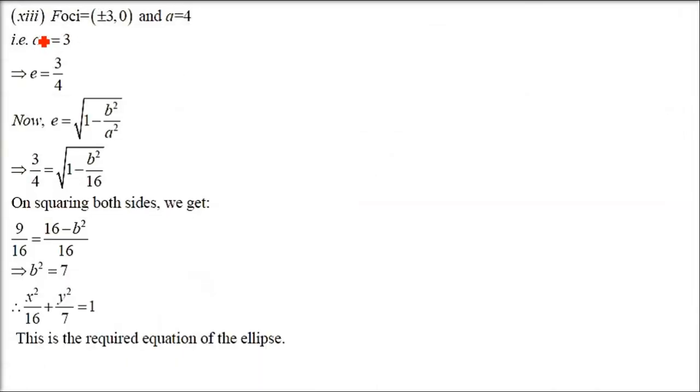This is the 13th question. This is also an NCERT one. This is the last part of the fifth question, and the foci are plus minus 3, 0 and a is 4. That is ae we are talking about. ae is 3, and a is already given as 4. So you'll get e as 3 by 4.